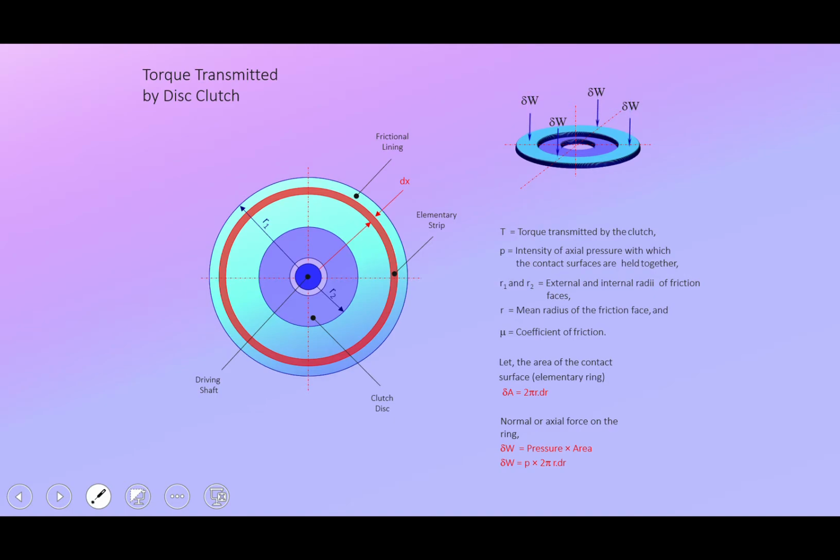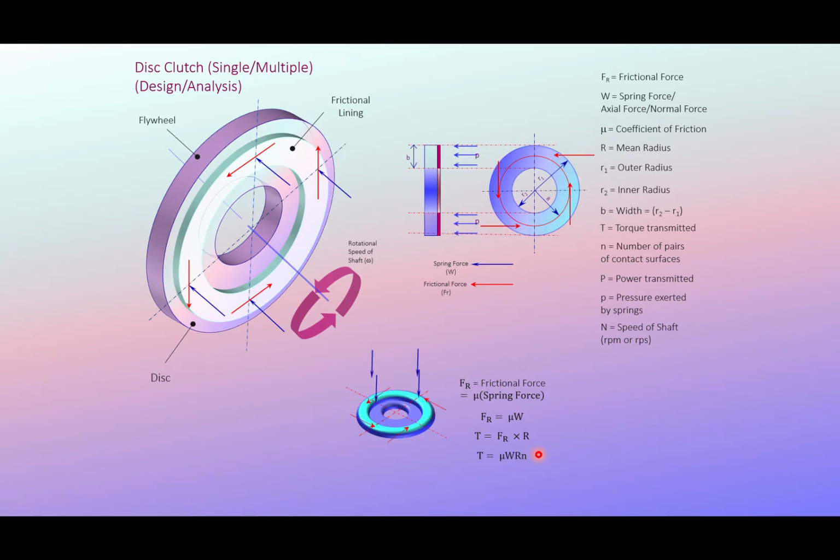So for the analysis of the disc clutch here, this is your normal force. These are all your normal forces, or the spring force, that is acting on the surface of the disc. And as a result of that, it will create a friction. When you refer to the previous slide, this is the general formula for the torque transmission for a disc clutch.